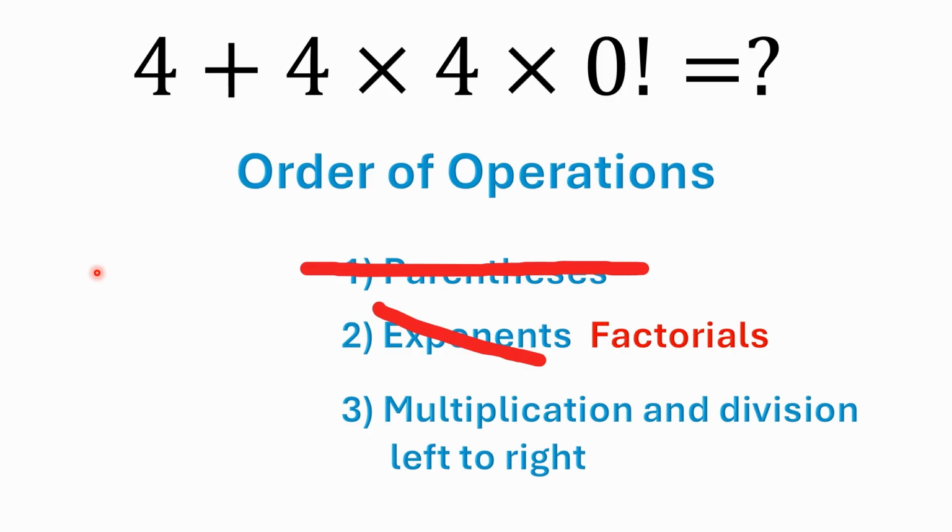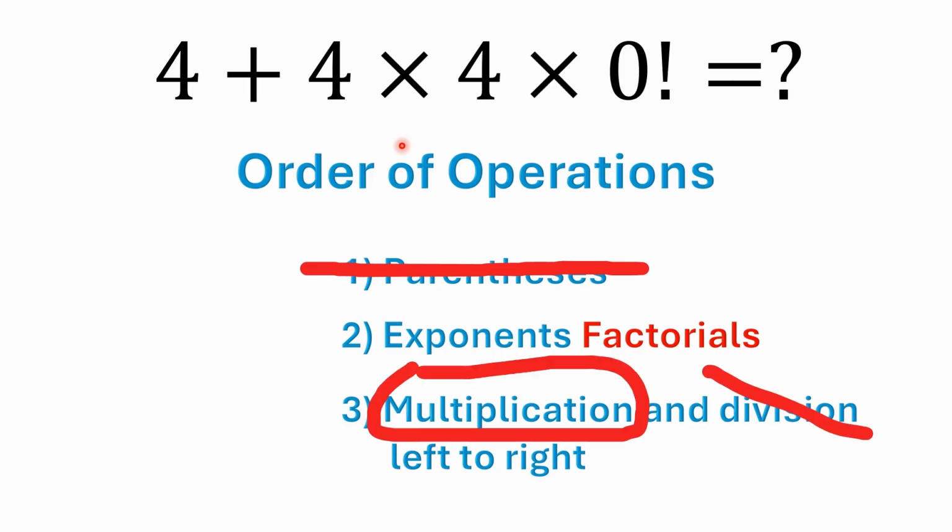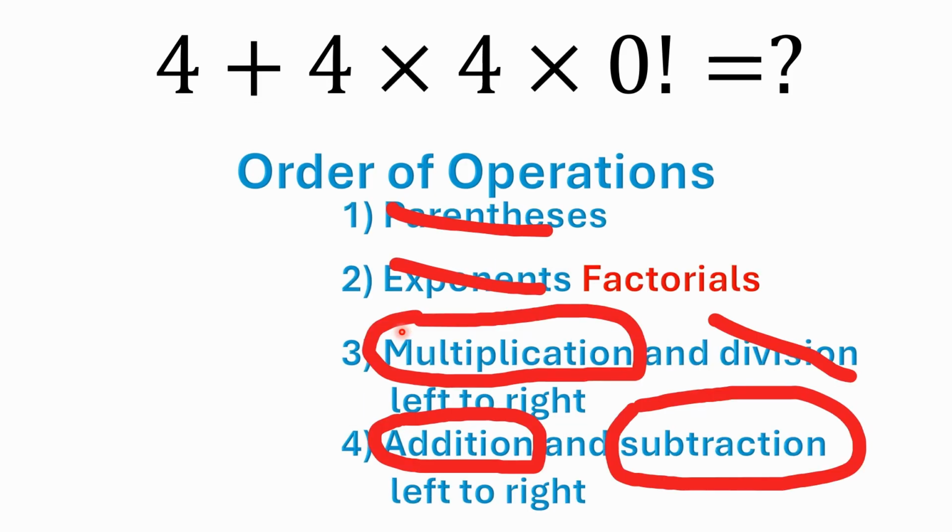And then step number 3 is our multiplication and division, left to right. In this case, we don't have any division, but we do have multiplication. We have the 4 times 4, and then 4 times, and then the multiplication by 0 factorial. Addition and subtraction, we do have that. So we've got this pretty well set up. We have factorials, we have multiplication, we have addition, and we have subtraction.